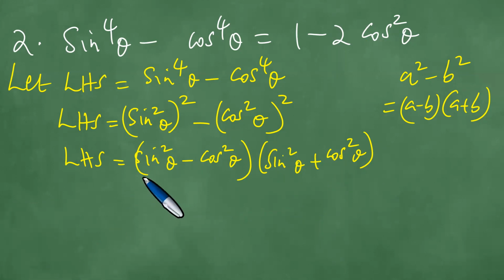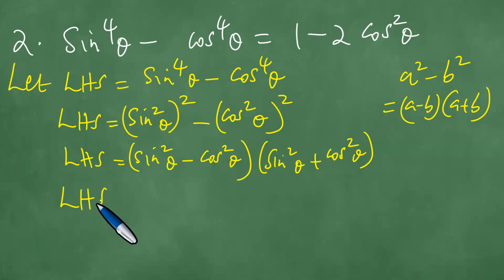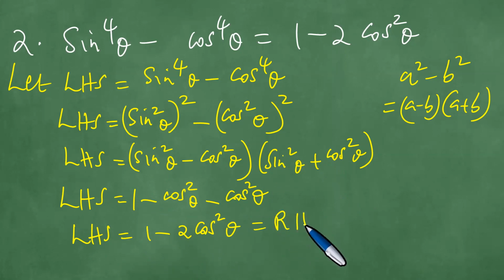Okay, let's continue. So, you have the left-hand side. What is sine squared theta plus cosine squared theta? This is 1. Right, but we know that sine squared can be written as 1 minus cosine squared theta, minus cosine squared theta. And therefore, the left-hand side is 1 minus 2 cosine squared theta, which is the right-hand side. Right, so we have proven this identity in the yellow color.